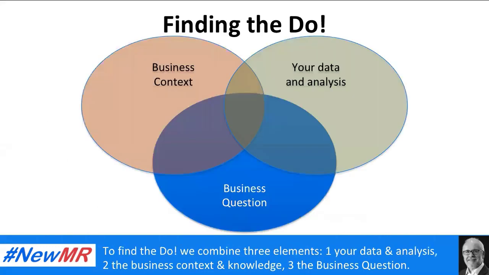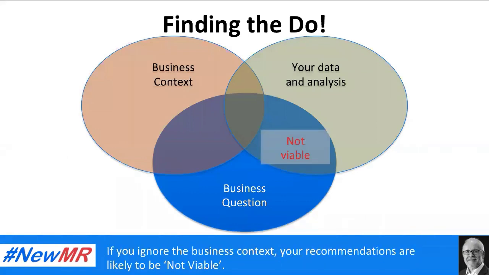So how do we find this do that we're trying to convey? Well, we do it by combining three elements. Yes, your data and analysis, and market researchers tend to focus on that, but also the business context and knowledge and the business question that's been addressed. Because if we just combine our data and our analysis with the business question, we're going to ignore the business context. Our recommendations could quite possibly not be viable. We might be suggesting things the company can't do. We might be suggesting things the company has already tried and failed. So we can't ignore the business context.